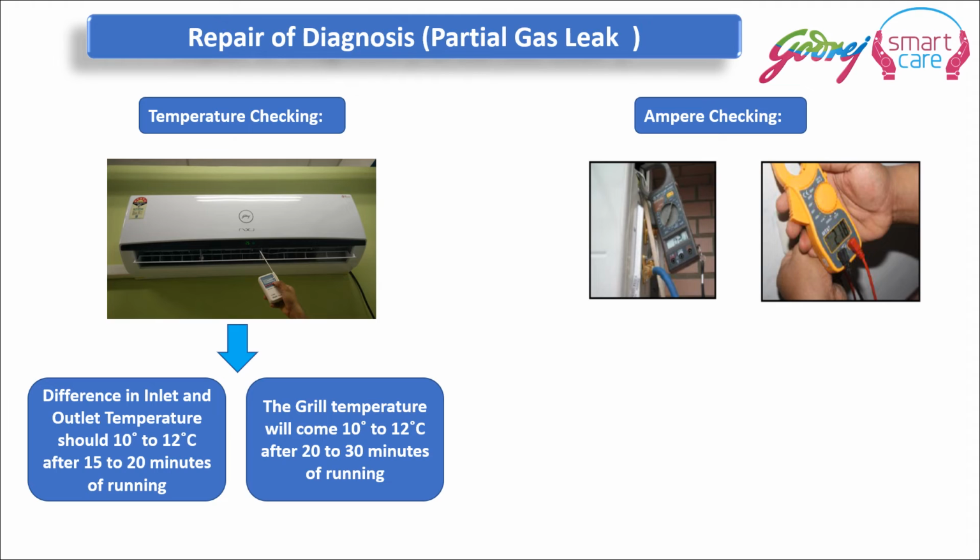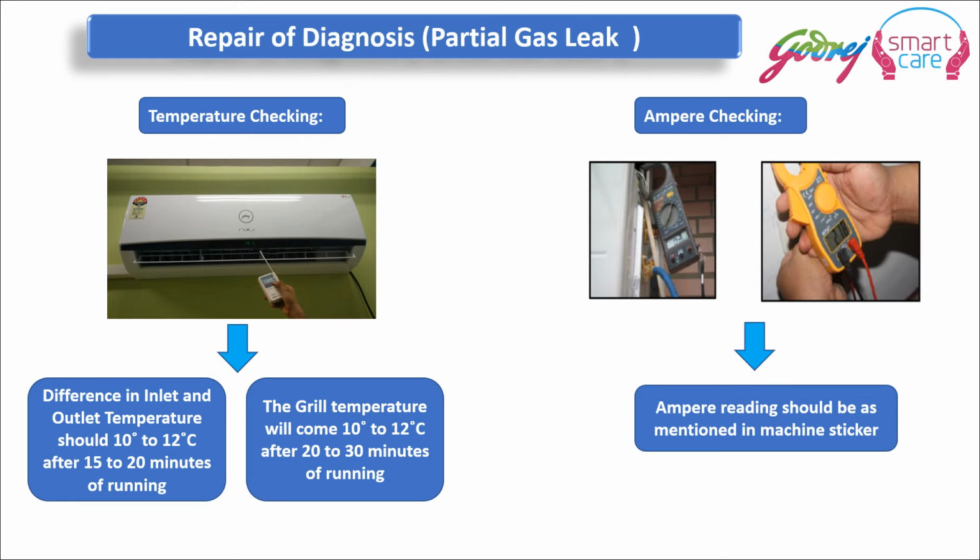Ampere checking: when the compressor is on, we have to check the ampere or the current that the compressor is drawing through the ampere meter. In the ampere meter, we have to clamp it only on one wire, either the phase wire or the neutral wire, and check it. We should not insert both the wires inside the ampere meter clamp.